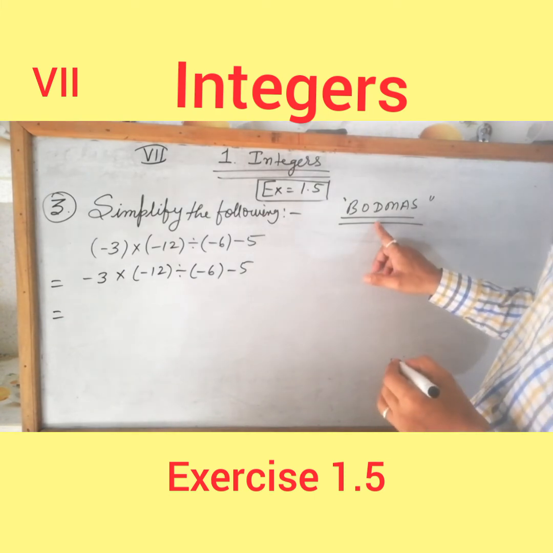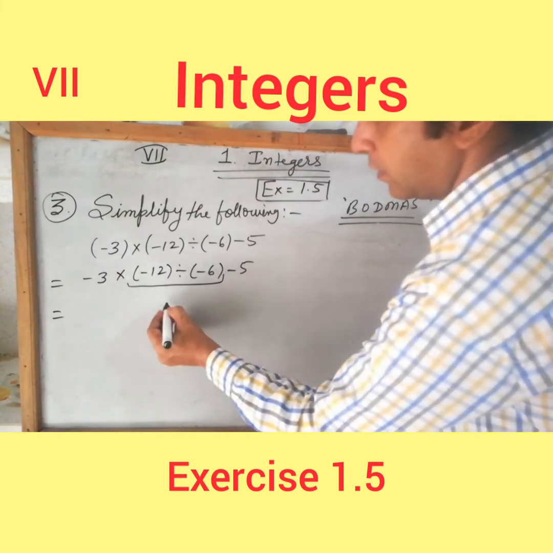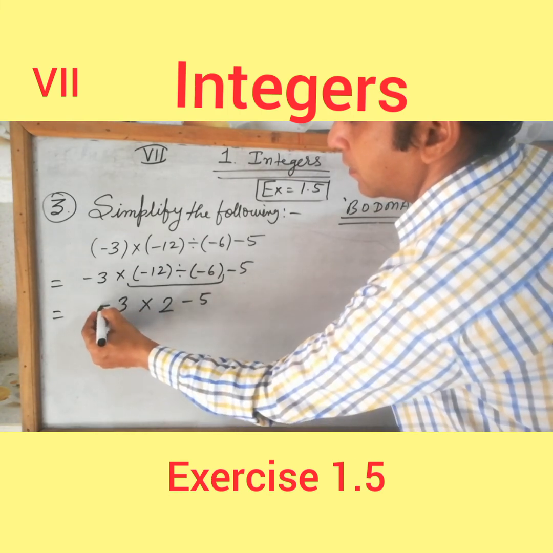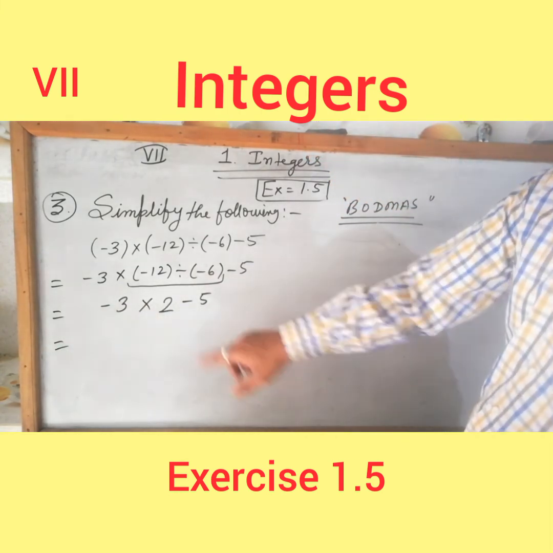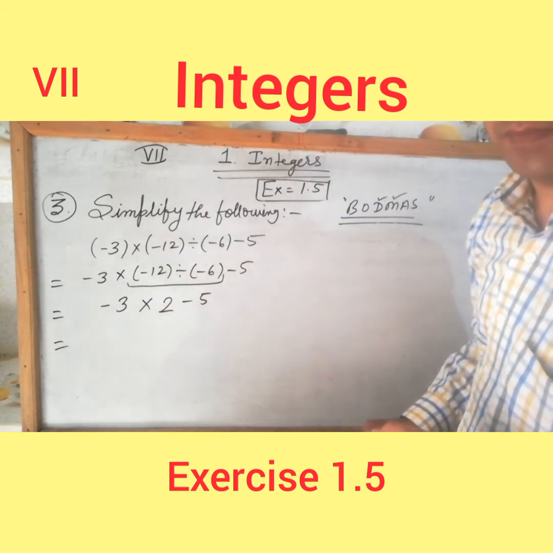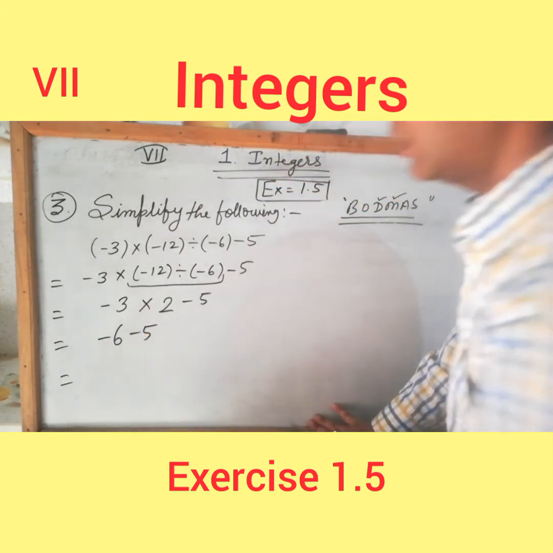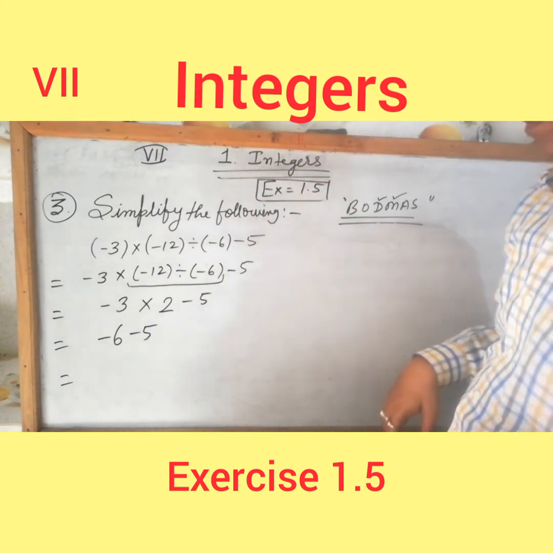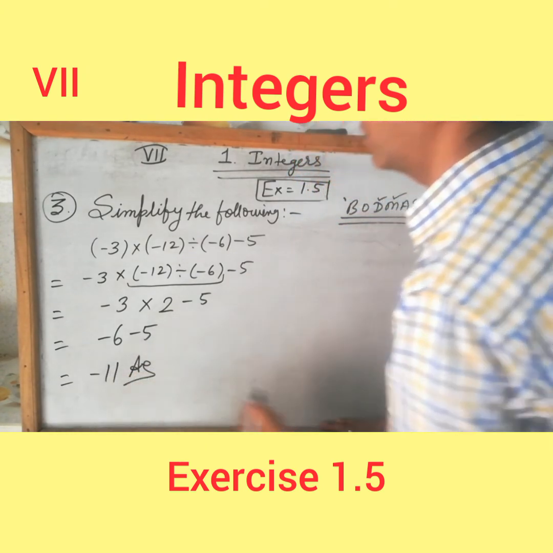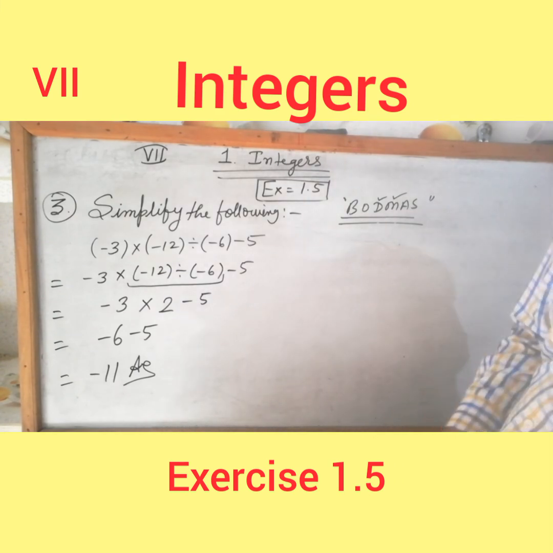BODMAS. The sign of division is there, so we divide these numbers. 6 2s are 12, so 2, the others remain the same, there is no change. Now M for multiply. First we multiply these numbers, 3 2s are 6, minus 6 minus 5. Minus minus is plus, as we have learned in earlier classes, so it is 11 and the sign of minus will be used. So this is the answer. Is that clear? It is so simple.